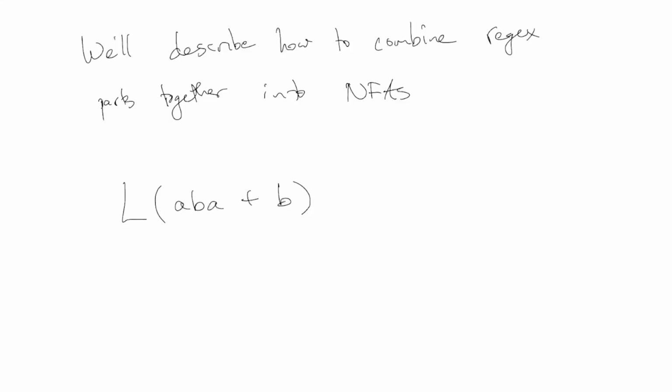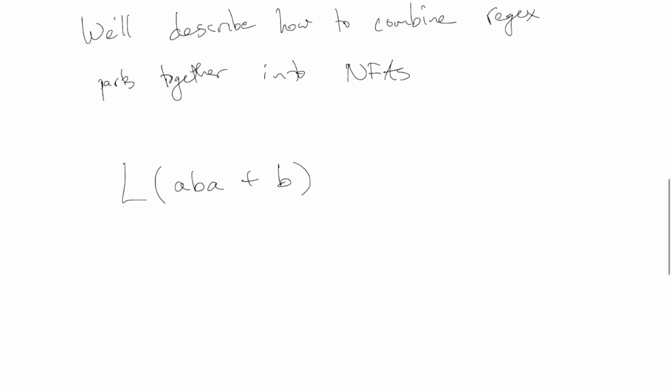So for example, if I have something like the language of ABA plus B, well, I can think of a regular expression for ABA. ABA, I mean, as an NFA, would just be this, right? That's an NFA for just ABA. It accepts ABA. And what's an NFA for just B? That would be something like this, right? So individually, those two strings are easy to make NFAs for. The real question is, how do I combine them with a plus?